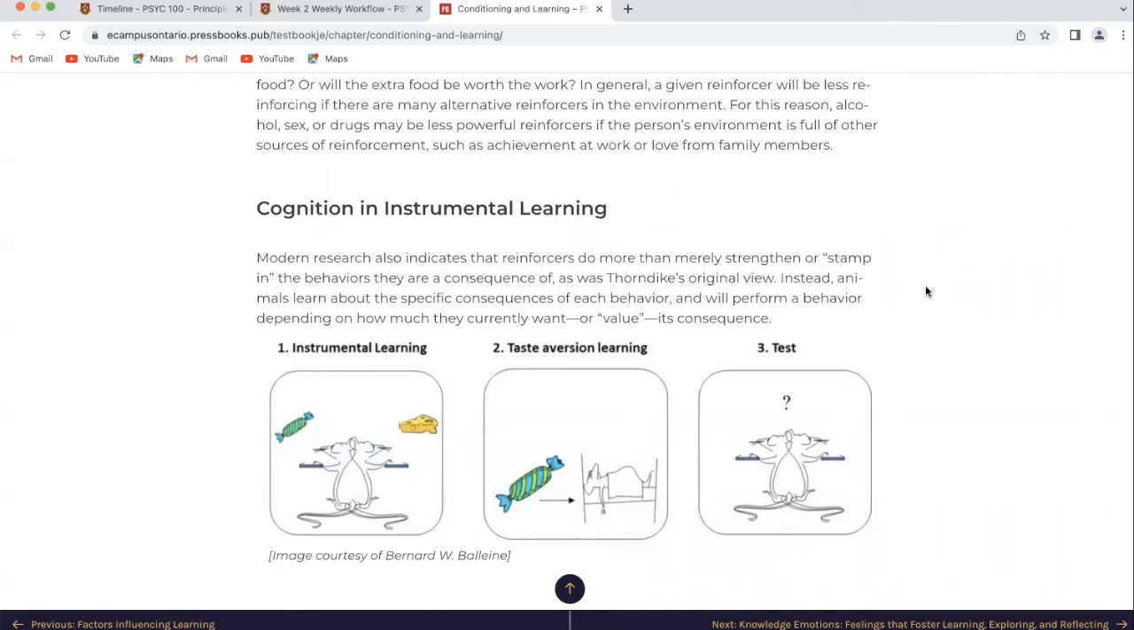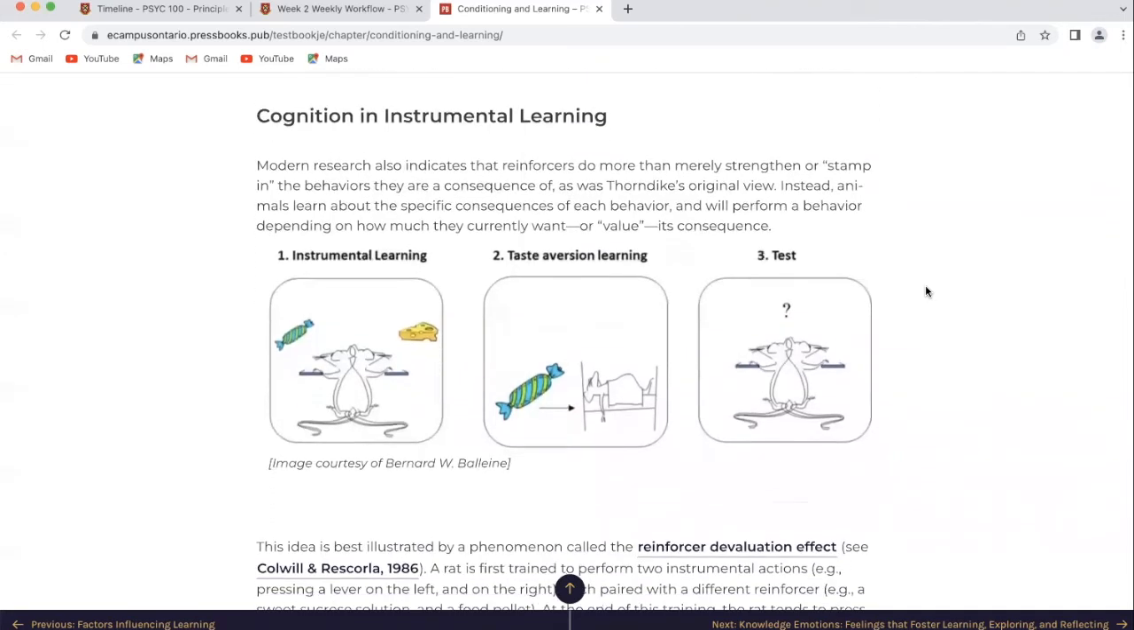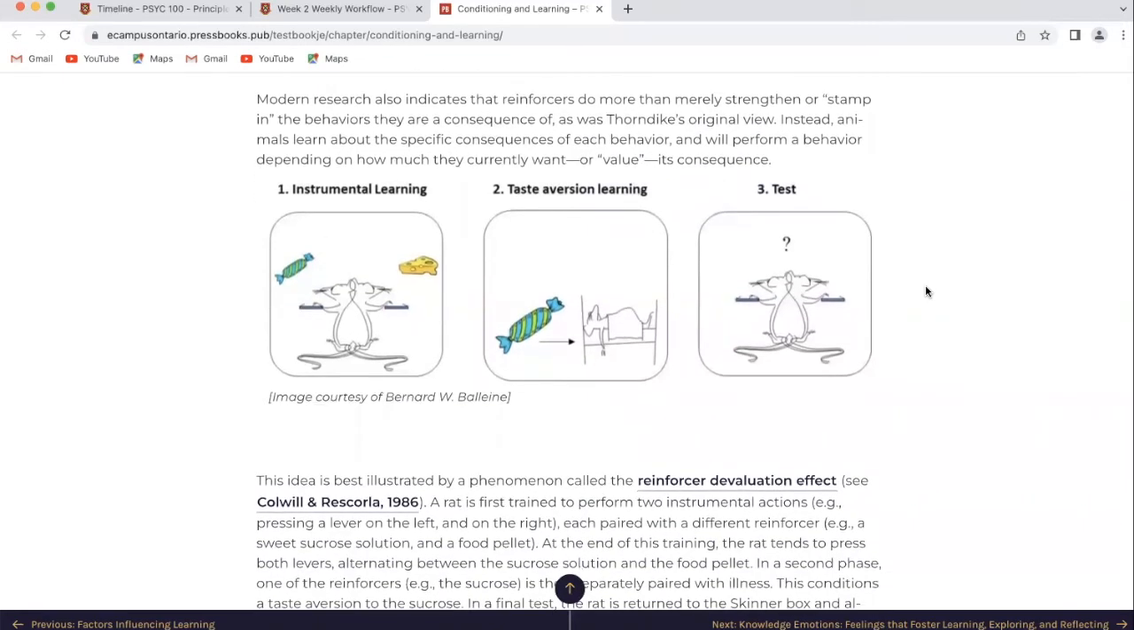Cognition in instrumental learning. Modern research also indicates that reinforcers do more than merely strengthen or stamp in the behaviors they are a consequence of, as was Thorndike's original view. Instead, animals learn about specific consequences of behavior and will perform a behavior depending on how much they currently want or value its consequence. This idea is best illustrated by a phenomenon called the reinforcer devaluation effect.